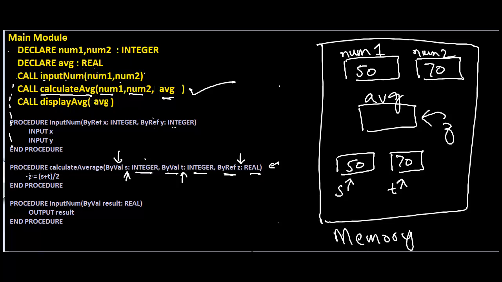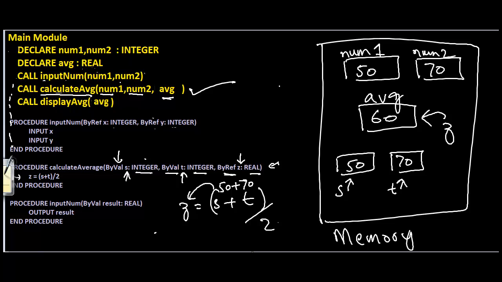Okay, now within this procedure, the instruction that gets executed is calculating this formula, right? z equals s plus t divided by 2. And s has a value of 50, t has a value of 70. 50 plus 70 divided by 2 equals what? That equals 60, right? So this is the value that's going to be assigned to z. So z becomes 60, which means that avg gets updated.